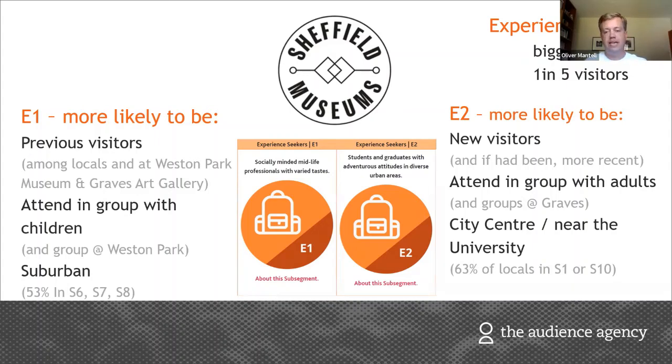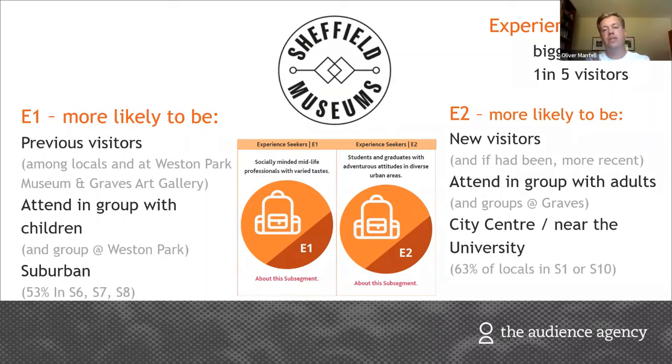And we looked at their data and we saw a really clear picture that yes, experience seekers were big overall, but they were behaving in different ways. So the E1 group, who tend to have lived in the city longer, a bit older, with families, were more likely to be previous visitors. They were more likely to be attending with children, and more likely to live out in the suburbs. They were more likely to connect with the bits of the collection about family-friendly content or city history. So all of that seemed to bundle together quite neatly.